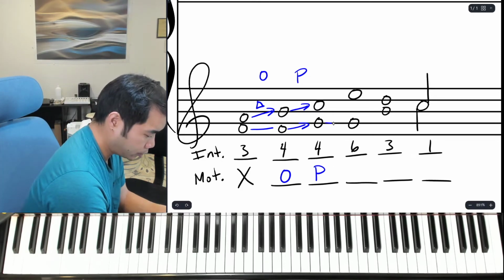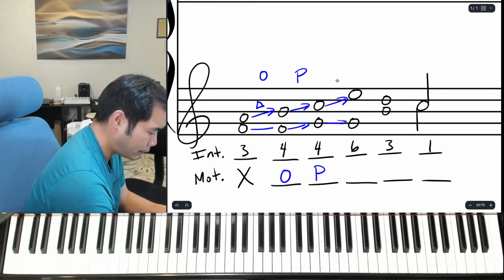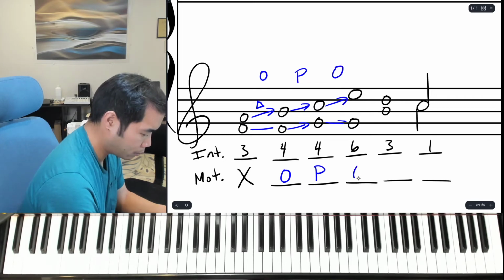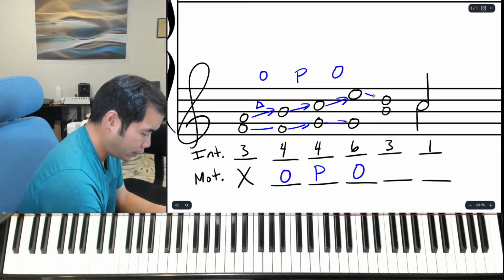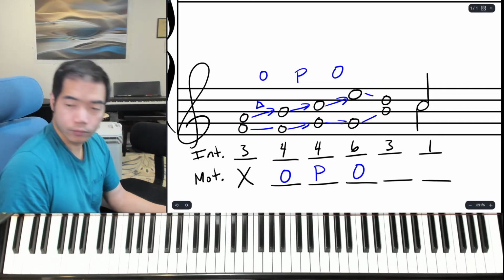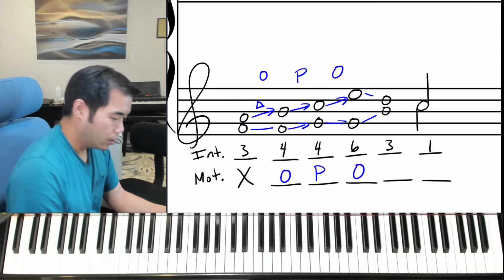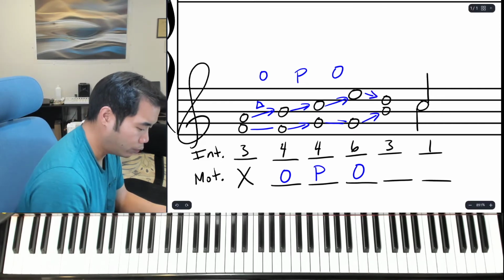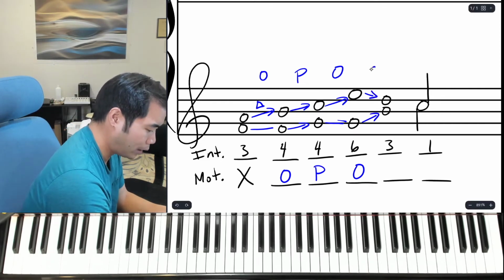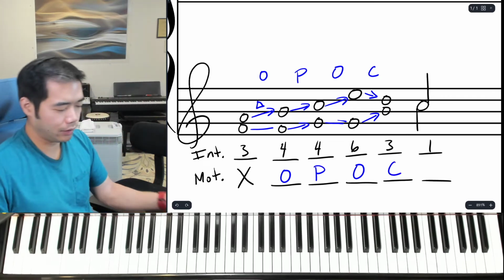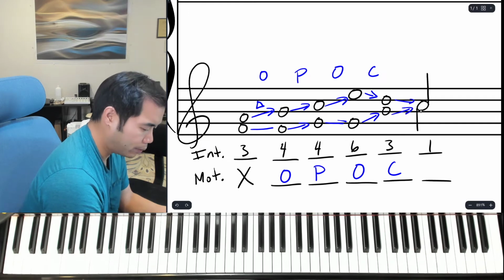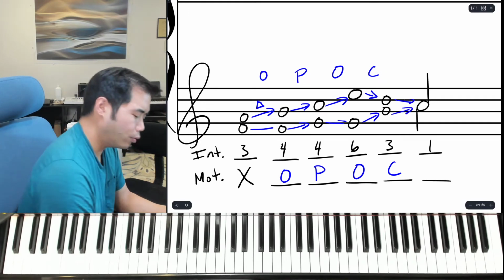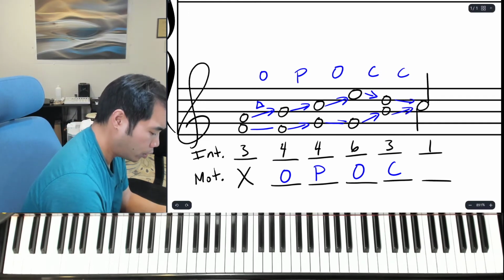Next case, the bottom voice stays the same. The top voice ascends by a third, therefore we have oblique motion again. In the next example here, the top voice descends, the bottom voice ascends, therefore we have contrary motion. I'll write a C for contrary. And in this last case here, the same thing happens. Top voice descends, bottom voice ascends, therefore also contrary motion.